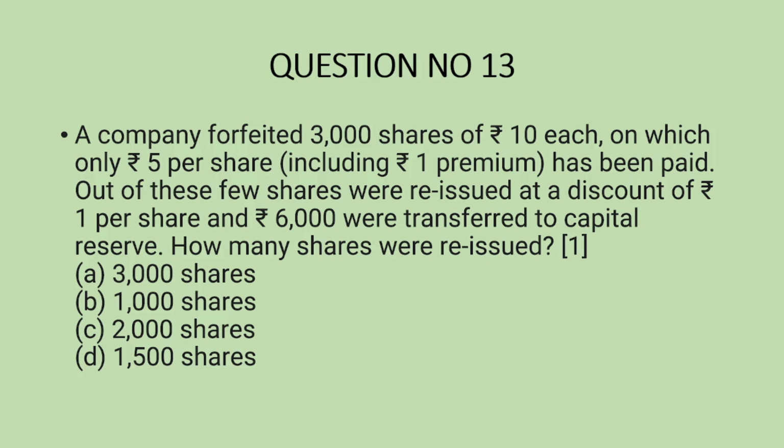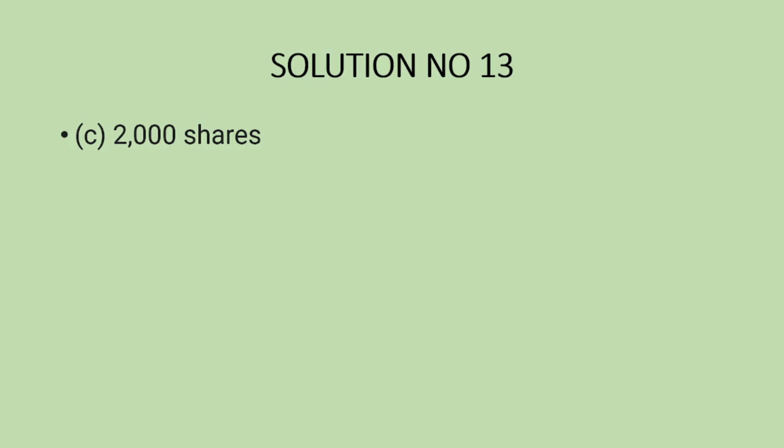Question number 13. A company forfeited 3,000 shares of rupees 10 each on which only rupees 5 per share, including 1 rupee premium, has been paid. Out of these, a few shares were reissued at a discount of rupees 1 per share, and 6,000 were transferred to capital reserve. How many shares were reissued then? So after the calculation, we see that 2,000 shares is the correct answer.